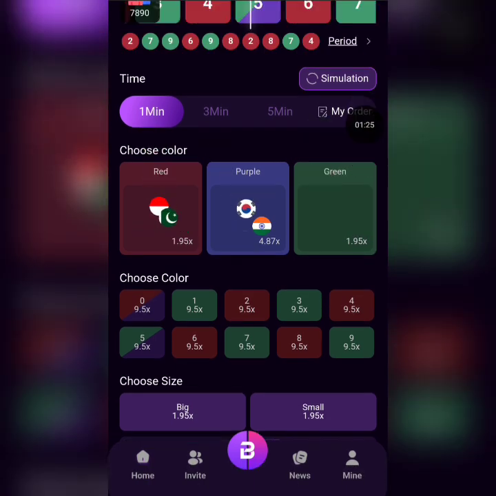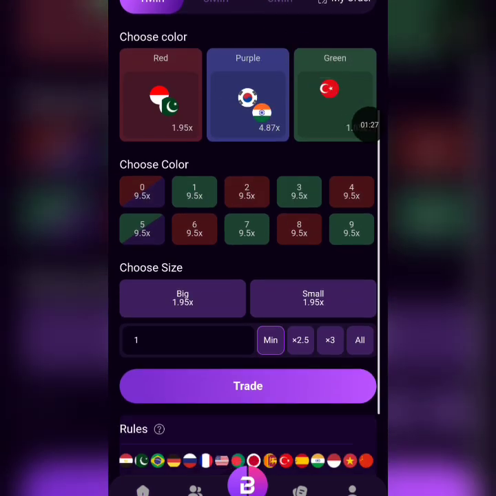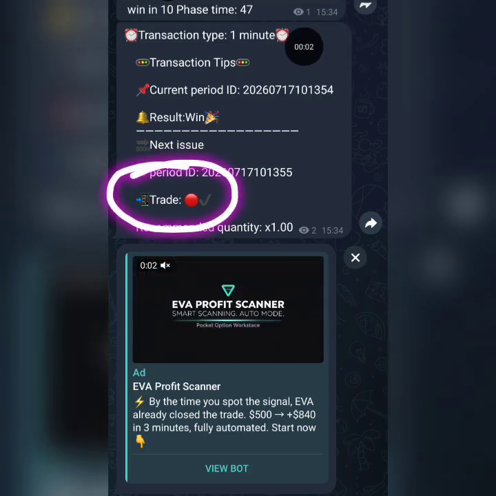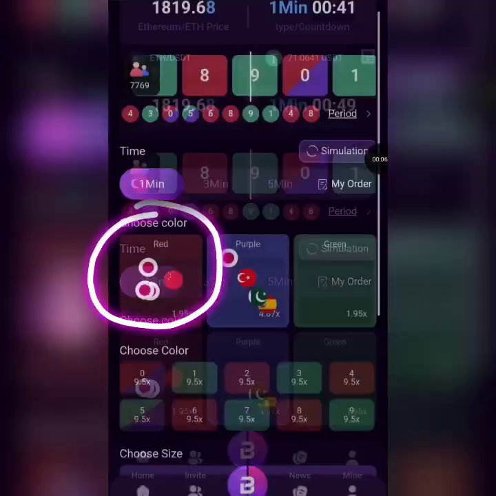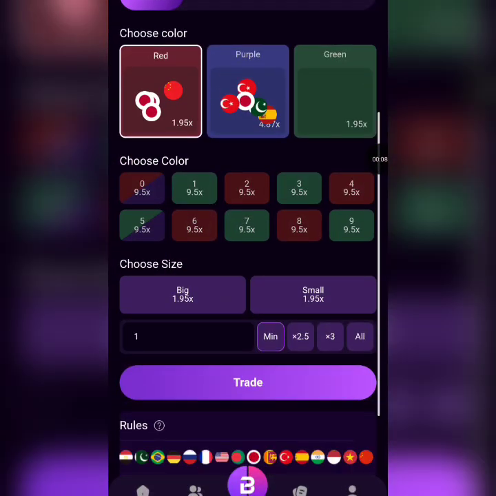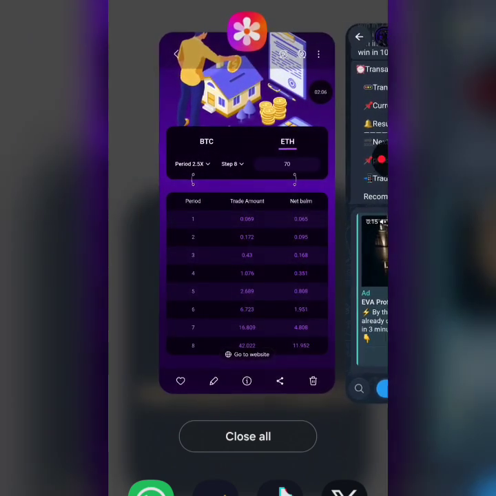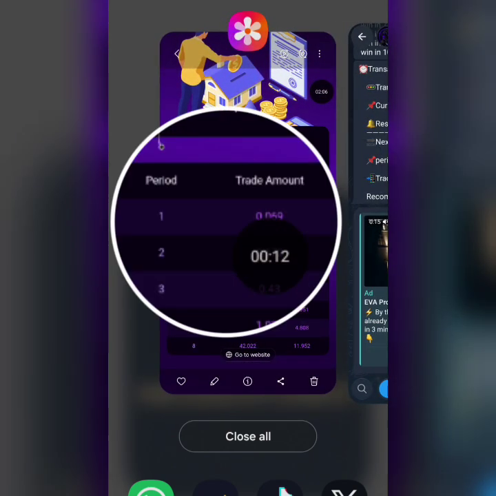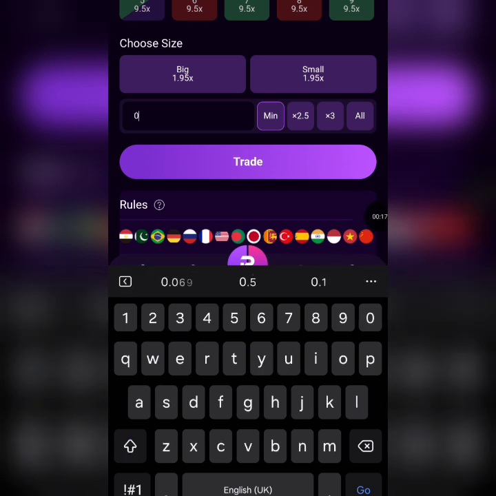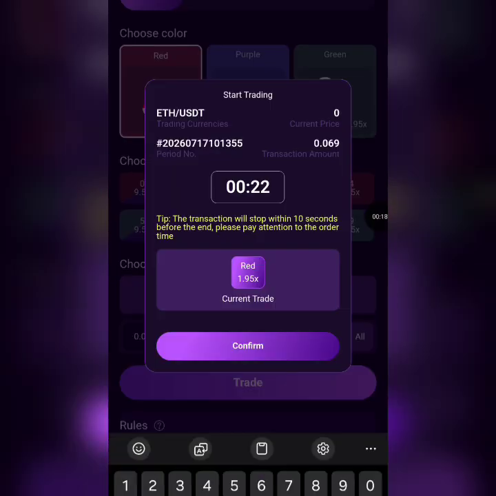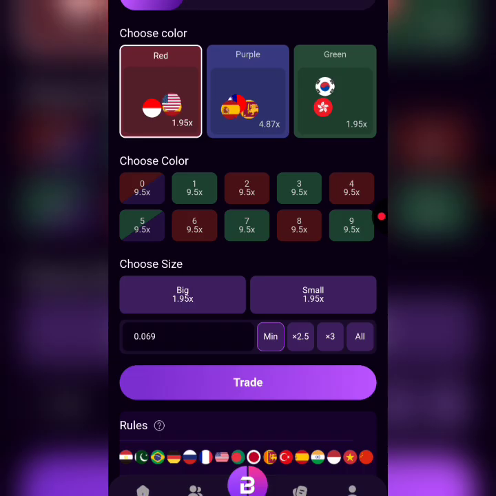Right now, let's make some live trades using the approach. Coming over here, the signal says we should go with red, so I'm going to come to the platform and select red. Then according to the calculator, for the first stage I should go with 0.069. So I'm going to input 0.069, then click on trade and confirm this.